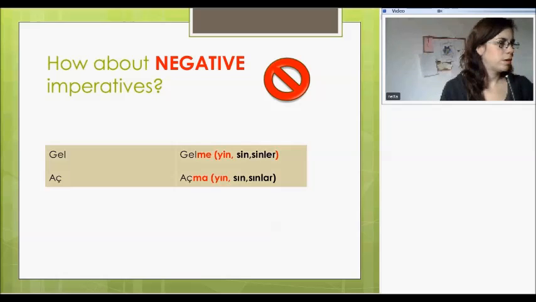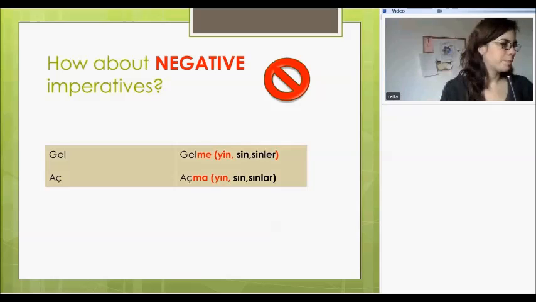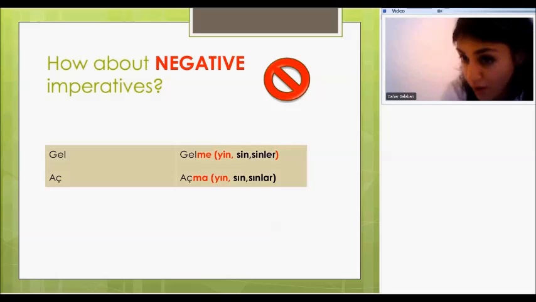So if I say I'm going to make this negative and I need a negative suffix, which one of those? Oh, "don't come." It will be "don't come." Exactly. It's the negative part. Gel is "come" and gelme is "don't come." So to make the negative imperative, we only add the negative suffix "me" after the verb. Exactly. We add this after the verb for the second singular.